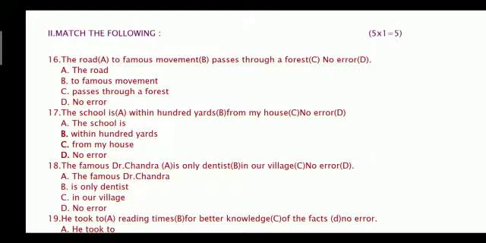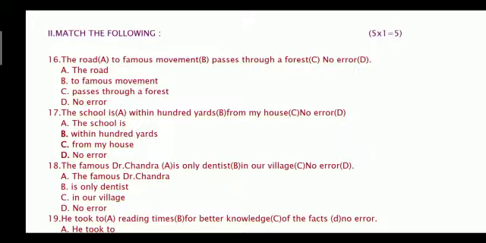Sixteen: the road to famous moment passes through a forest. Option A, the road. Option B, to famous moment. C, passes through a forest. D, no error. Seventeen: the school is within 100 yards from my house. Option A, the school is. B, within 100 yards. C, from my house. D, no error. Eighteen: the famous Dr. Chandra is only dentist in our village.